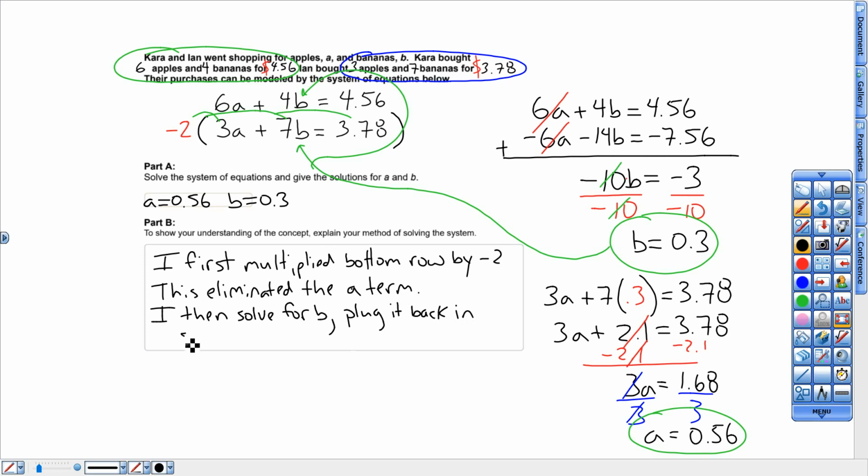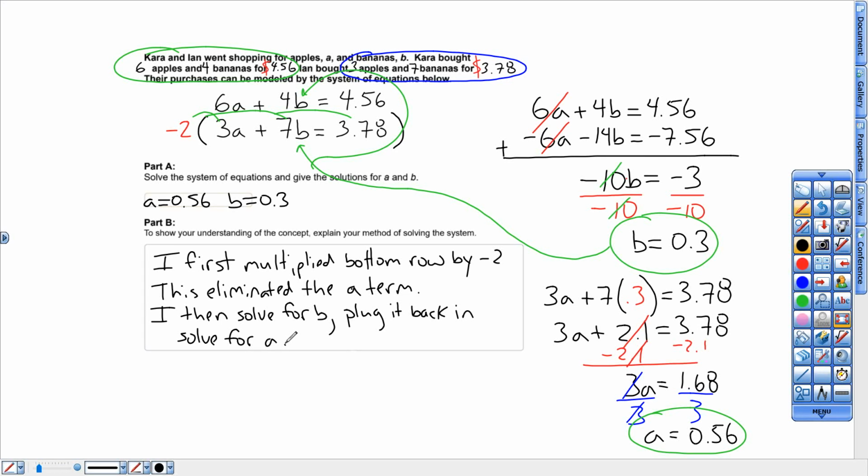So you can see this is a long one. You had to do a lot of work there, and then you had to explain that in words. First thing I did, I multiplied that whole bottom row by -2. This made the A's eliminate. The A's went away. And then I solved for B, took that answer, plugged it back in, solved for A. All right, here we go.